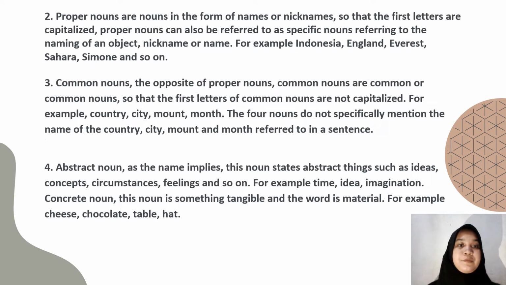2. Proper nouns. Proper nouns are nouns in the form of names or nicknames, so the first letters are capitals. Proper nouns can also be referred to as specific nouns referring to the naming of an object, nickname, or name. For example, Indonesia, England, Everest, Sahara, Simone, and so on.